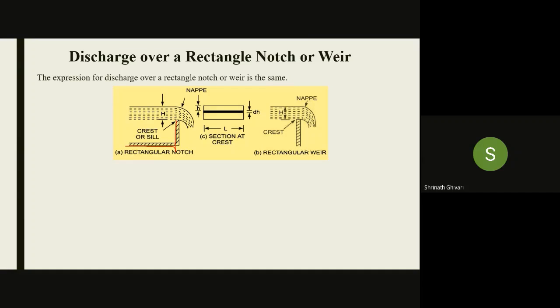But at this point where it is bending, that is called the crest. This is called the crest. This is called the nappe. This is the part where the water is in contact with the air, and this is the part where there is still water. But at this point where the notch ends, that is called the crest, and this is called the nappe, not the notch.